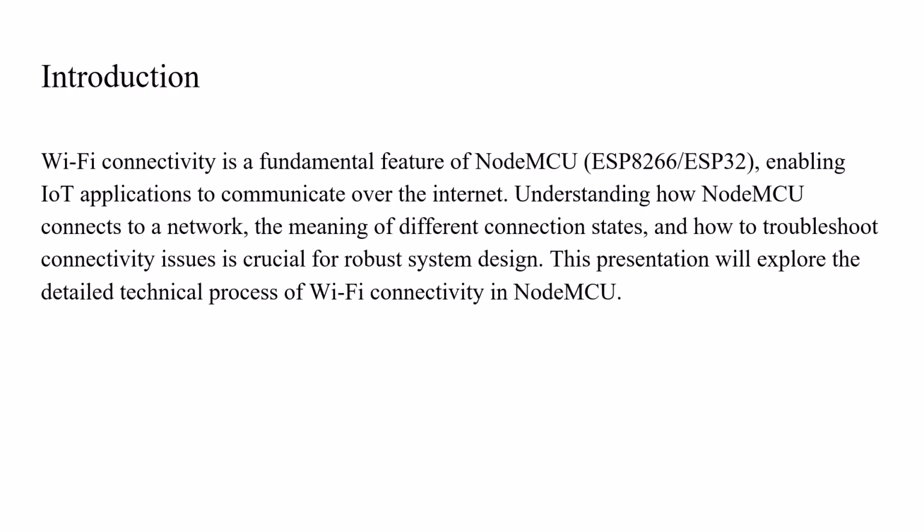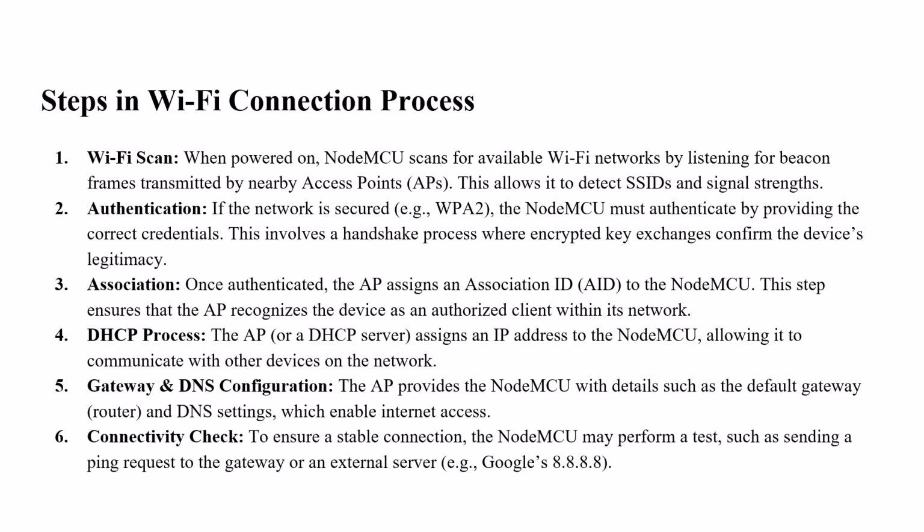So the first steps in the Wi-Fi connection process. When NodeMCU powers on, it begins by scanning for Wi-Fi networks. Imagine walking into a room and checking who all are there by listening to people calling out their names. That's how NodeMCU hears the SSIDs through beacon signals. If it finds the right one and if this network is password protected, it must authenticate, like entering a building only if you know the security code.